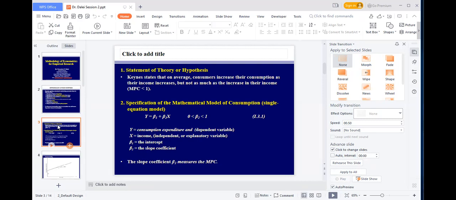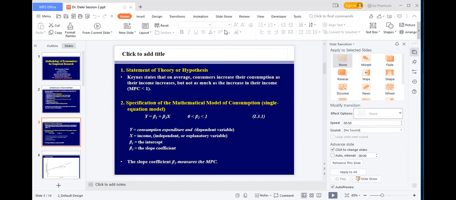Yeah, thank you. The first step here is the statement of theory or hypothesis. On average, as consumers' income increases, consumption also increases, but the increase in consumption is always less than one. The technical term here is MPC, and MPC is always less than one. What is MPC? MPC is the marginal propensity to consume.